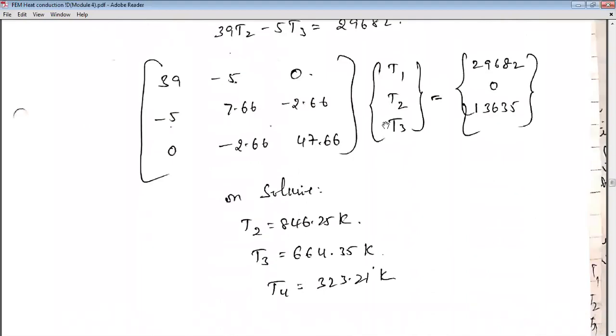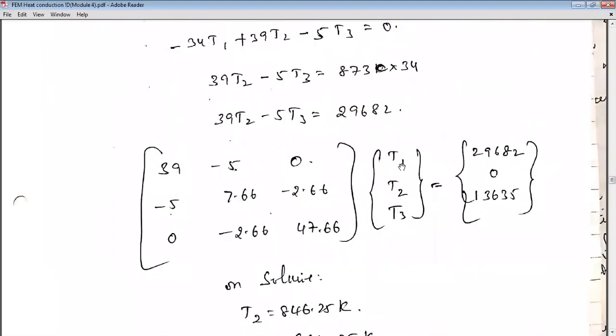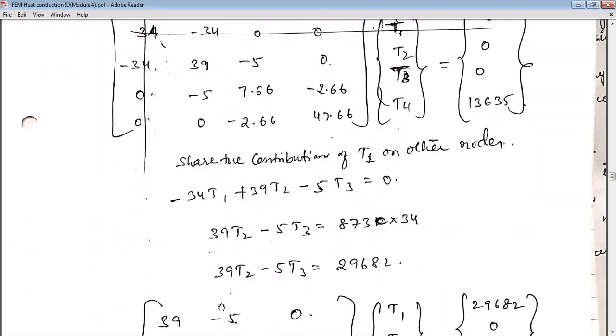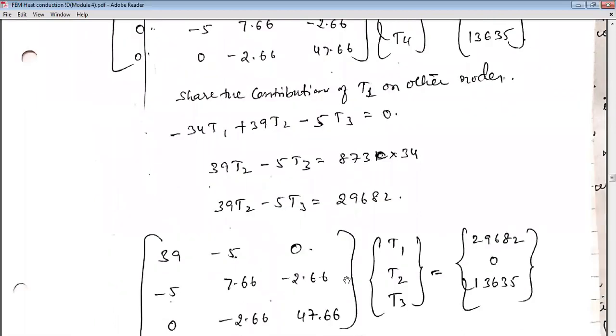Sorry, there is a mistake here. You have to write T2, T3, T4. So make a correction here. It is T2, T3, T4, not T1, T2, T3. T1 is eliminated. So this is the end expression. So T2 is 39 T2 minus T3, 0. There is no T4 term here, so that will be 0.